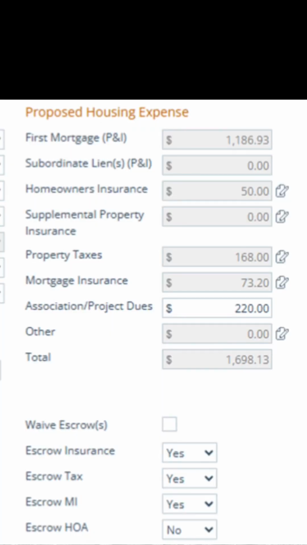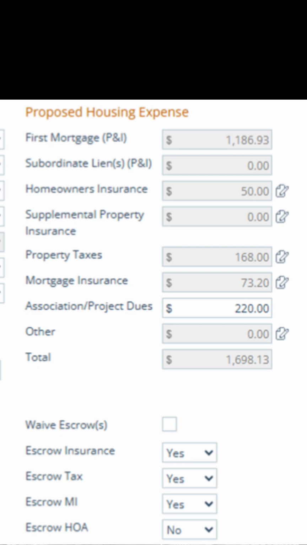Finally, at the bottom, we have the total of all of those things: the principal and interest, homeowners insurance, property taxes, mortgage insurance, and project or association dues if it's a condo. And that is the principal, interest, taxes, and insurance, or what we call PITI in mortgage terms. Below that, we will see that we have escrow items. Escrow is a special savings account. Some of that monthly payment goes into that special savings account once a month when you make your payment.